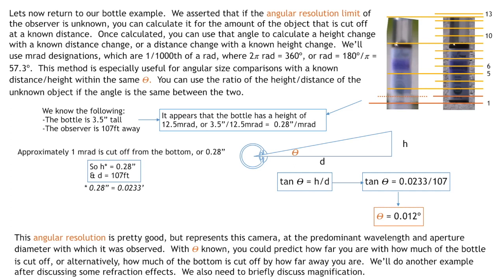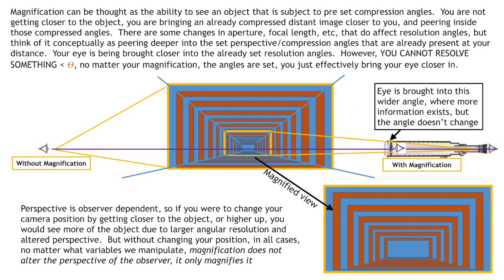So with a theta known for this particular object, you could predict how far you are with how much of the bottle is cut off, or alternatively, how much of the bottom is cut off by how far away you are. So we'll do another example after discussing some refraction effects to kind of make this a little more clear. But we also need to briefly discuss magnification, I think, before we go further.